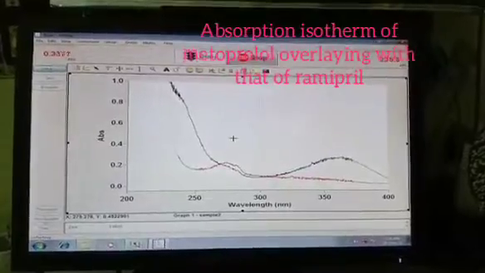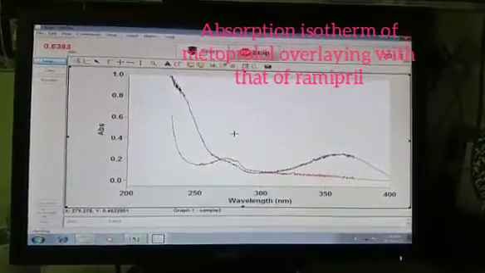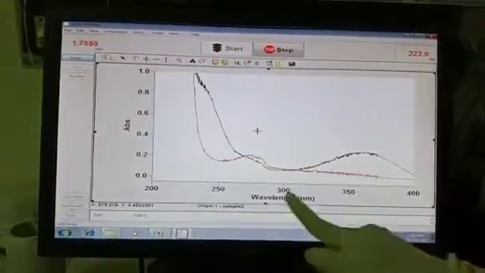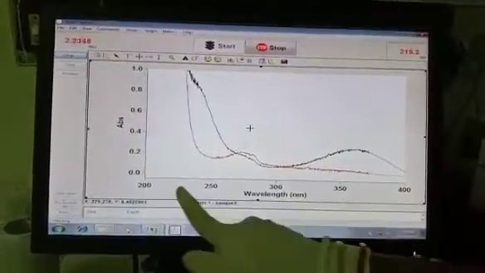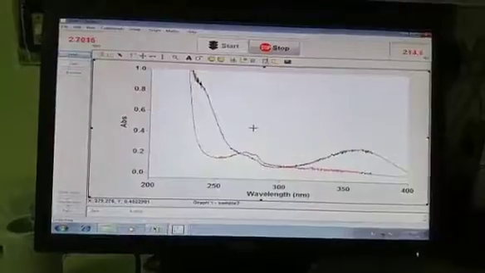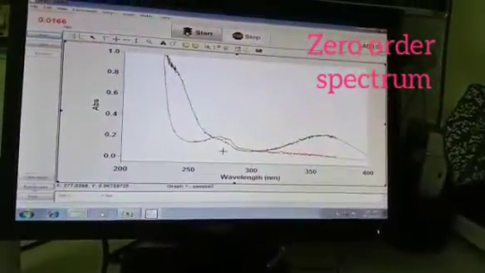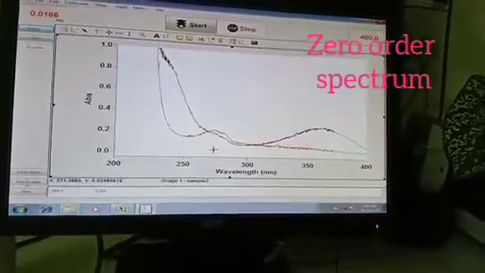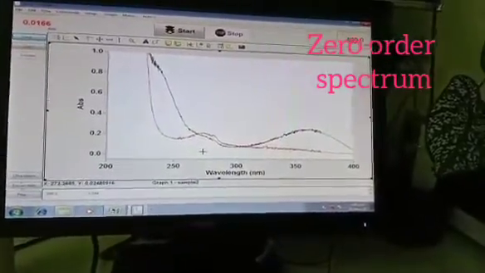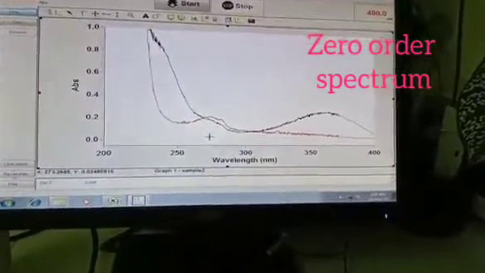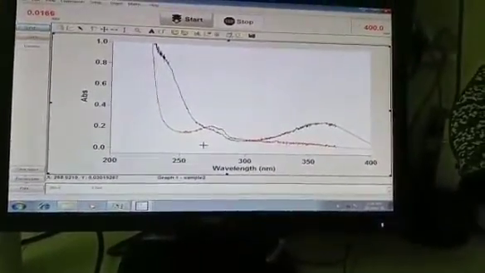So this is called the overlay curve or zero order spectrum. Carefully observe, this particular graph is termed the zero order spectrum, where absorbance is studied as a function of wavelength. In the zero order spectrum, we can observe both the curves, one for Ramipril and the other for metoprolol. The black colored curve is for Ramipril. The red colored curve is for metoprolol.